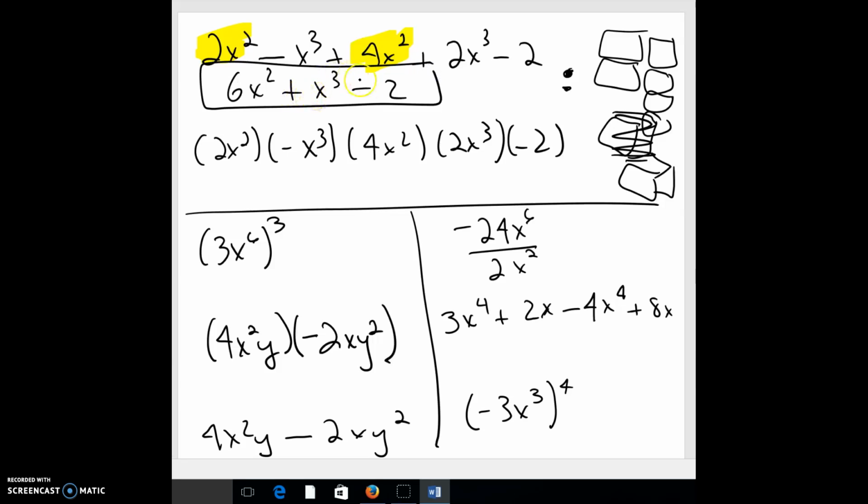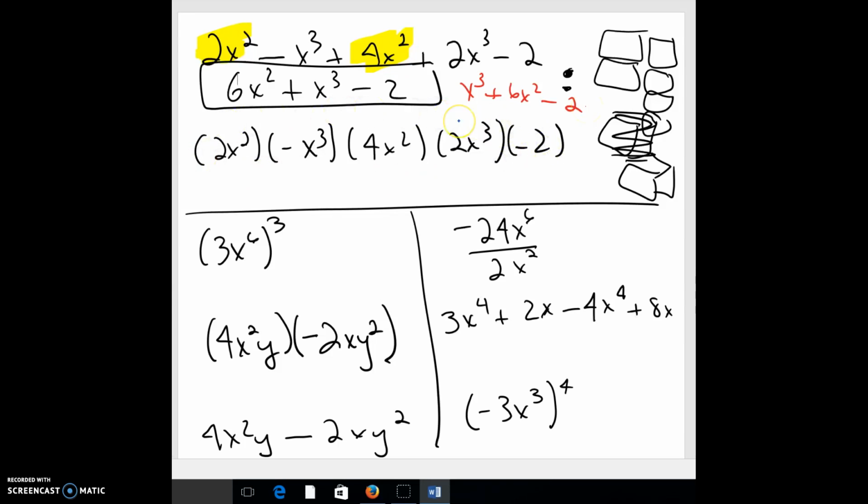And usually we would probably write this in what we call descending order, meaning that I would probably go ahead and put the highest power first, the highest degree, then the second one, and then the constant last. Okay, usually we like to kind of write them going down like a nice little order. All right, the next one.